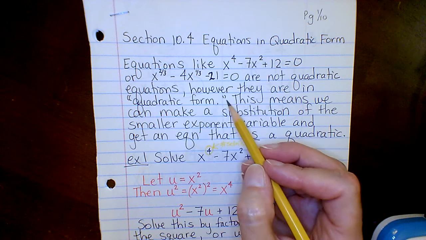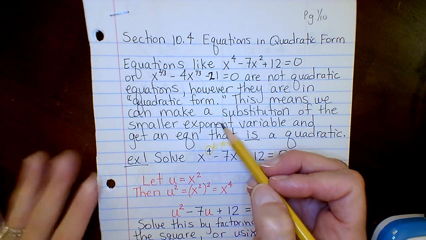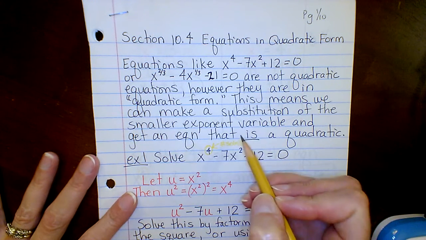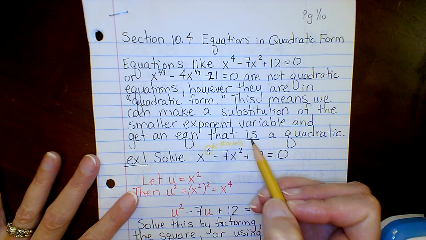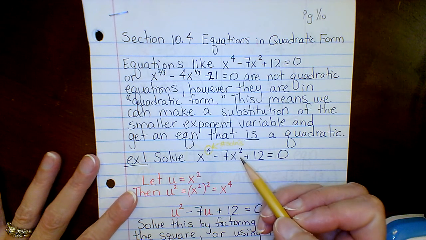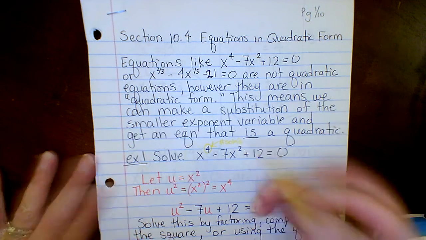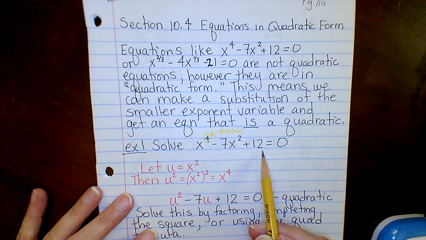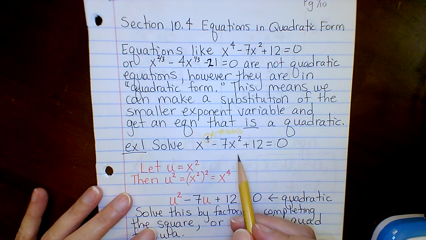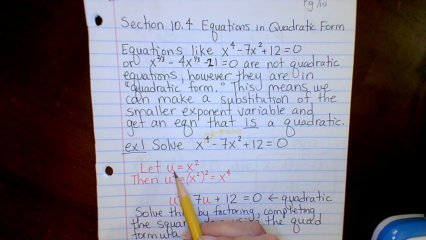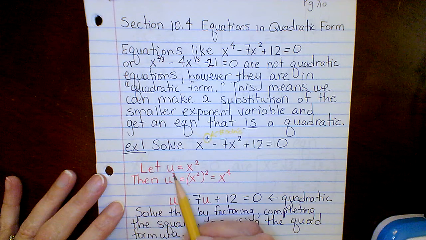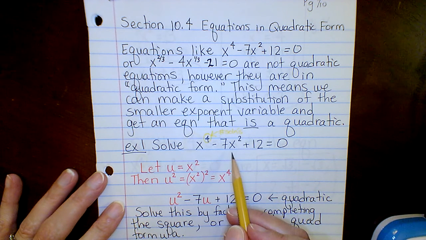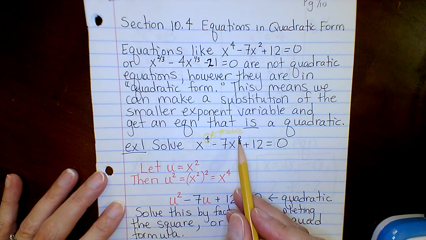However, they are in what we call quadratic form. That means that we can make a substitution of the smaller exponent variable and we get an equation that is a quadratic. All right, so here's what we're going to do. This is in quadratic form. If I make a substitution, and I'm just going to use the letter u for this, and I let u be that middle variable, that x squared.